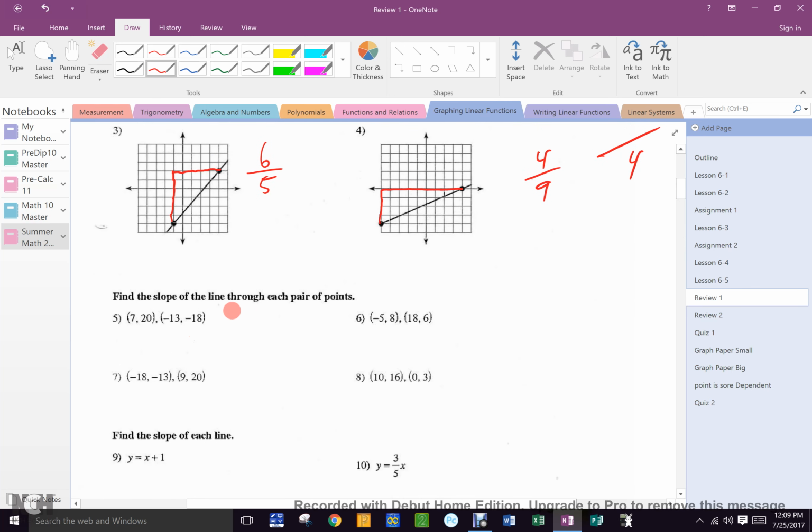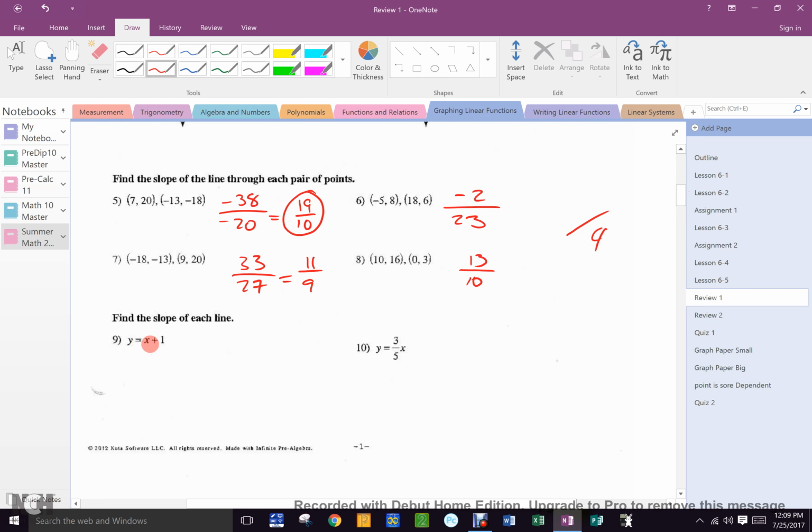Find these slopes. -38 over -20, which is positive 19/10. 6 minus 8 is -2. 18 plus 18 minus -5 is 23, so -2 over 23. 20 plus 13 is 33. 9 plus 18 is 27, which reduces to 11 over 3. Then 11 over 9, and 13 over 10. All for 1 mark, making that out of 4 again.